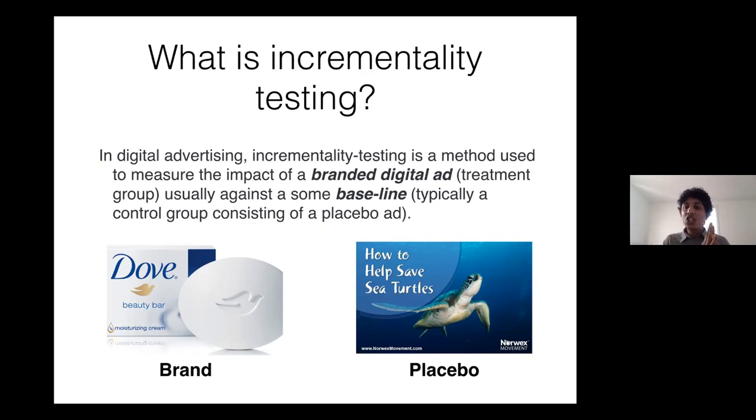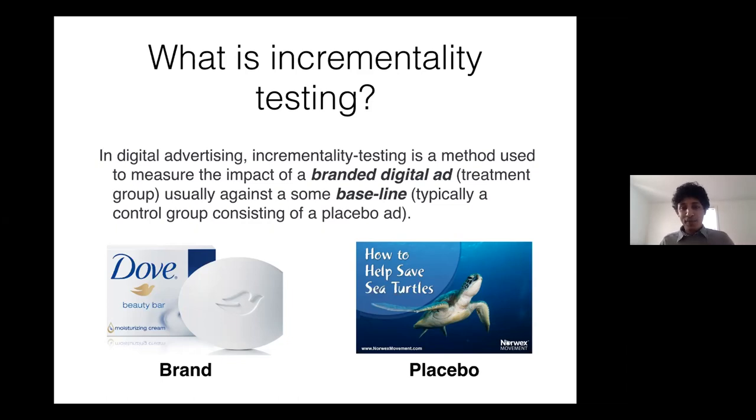And whenever it's treatment, I'm going to serve your ad. And whenever it's control, I'm going to serve a placebo ad. Like, you know, Save the Turtles, for example, right? Now, if you saw Save the Turtles and if you went and bought Dove soap, chances are you were going to buy Dove soap anyway. It's probably not because you saw the Save the Turtles ad, right? So that creates a baseline for the baseline number of conversions of this user base that you're targeting. And then you can take the people who actually saw the real ad and get the conversion lift, right?